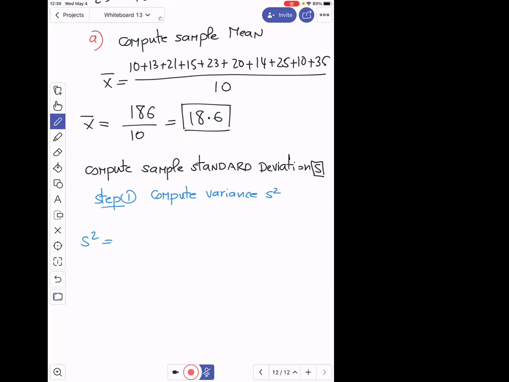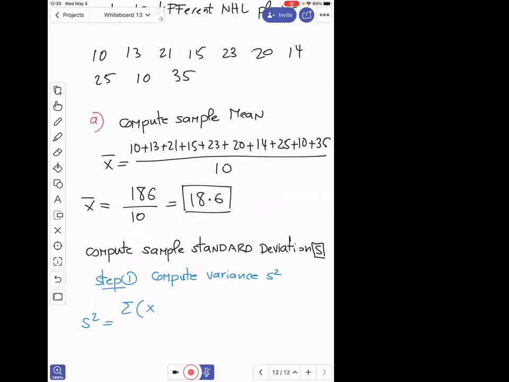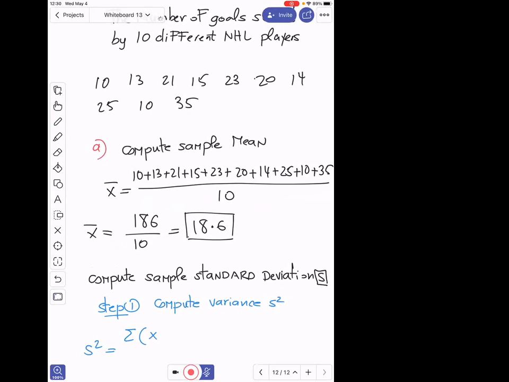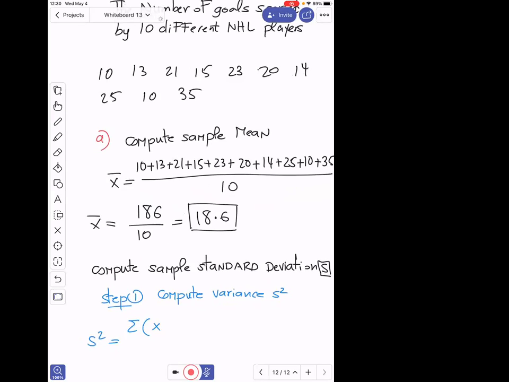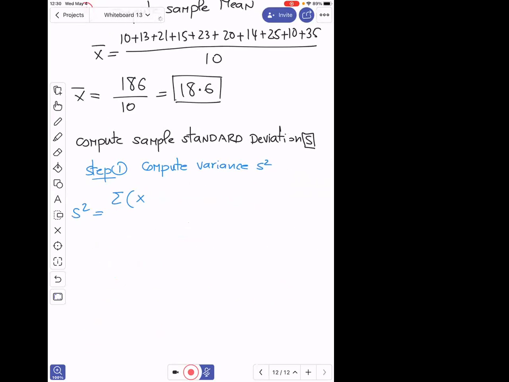Okay, so it's a sum. So we're gonna have a sum of X. X, that's the value, your data value, right? We have 10 different data values, right? You have 10, 13, 21, 15, 23, etc. So X represents your data value minus X bar, the sample mean. And then take the difference and then apply the square. And then you divide the whole thing by n minus 1, right?